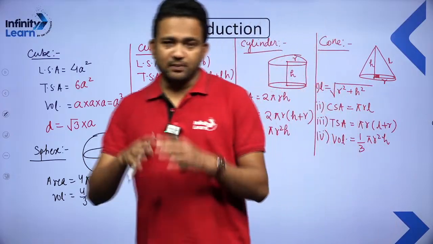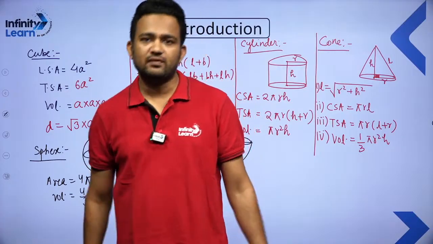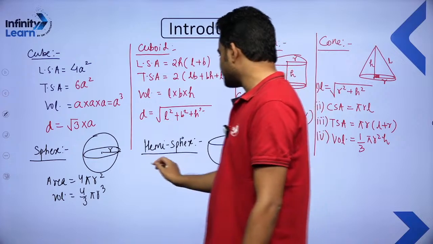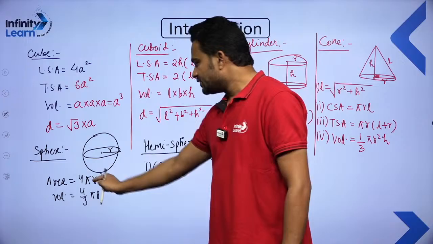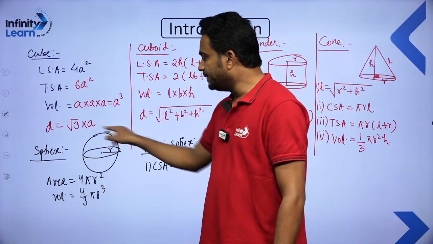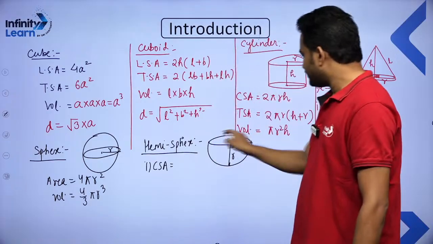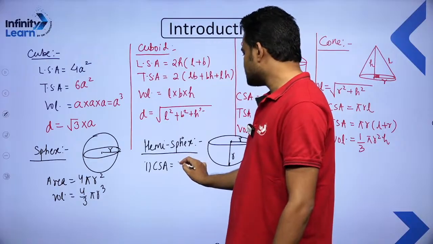Since there are two types of surfaces, curved surface and flat surface, there will be two different formulas for area. The first one is curved surface area. So curved surface area is 4 pi r square divided by 2, because this is the area of a complete sphere. So the curved surface area of a hemisphere will be half of the area of a sphere, which is 2 pi r square.